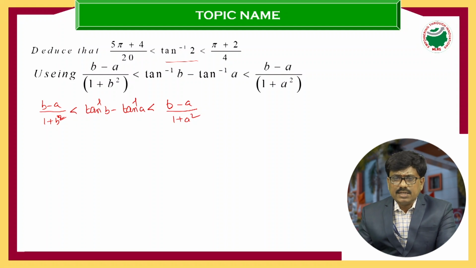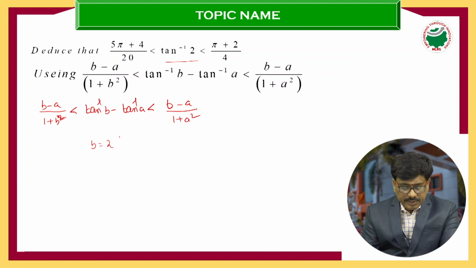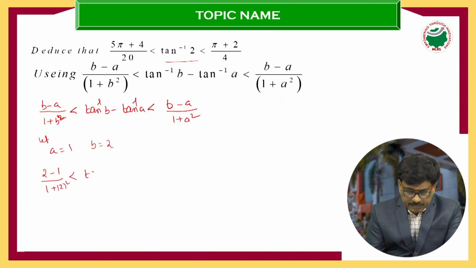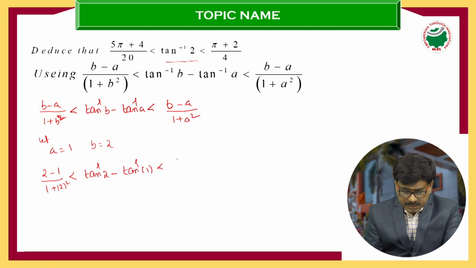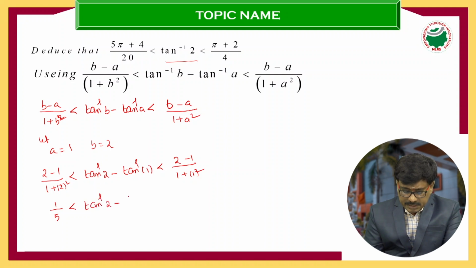Okay. Already the end value we fixed. What is the end value we fixed? The b value already we fixed: 2. Now we are going to take the initial value. Let us assume a equal to 1. What happens if we substitute in this inequality? (2 minus 1) by (1 plus b square), b square means 2 square, less than tan inverse of 2 minus tan inverse of 1 less than (2 minus 1) divided by (1 plus 1 square). What happens? This becomes 1 by 5 less than tan inverse of 2 minus tan inverse of 1.